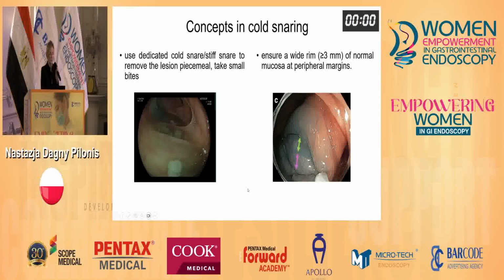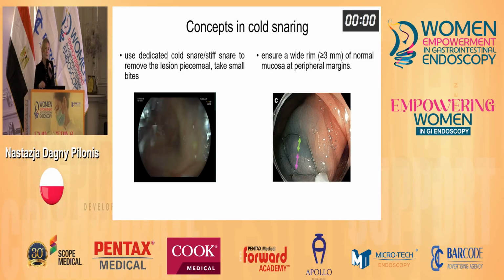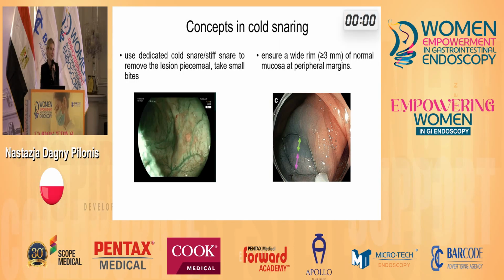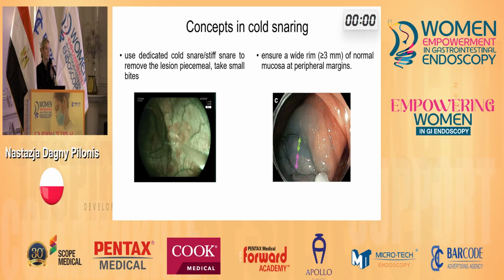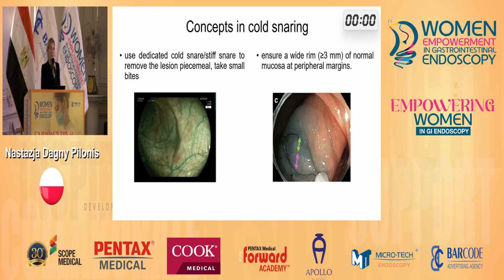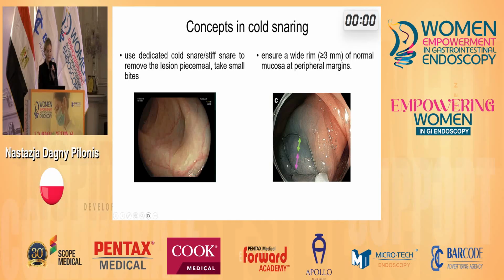Another practical tip that I could give you today: there is a trend now to use dedicated cold snares for cold snare polypectomy, and of course this is very useful, but not always available. So if you don't have a dedicated cold snare, you can use a normal conventional snare, but make sure that it's small and stiff. Take small bites with a small 10 or 15 millimeter snare, and you will allow for a very nice cold snare polypectomy.